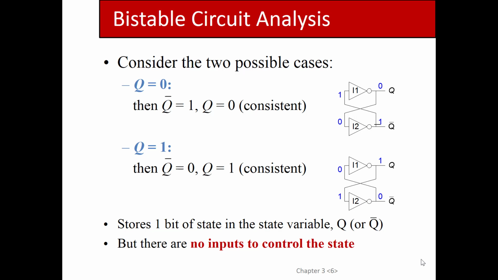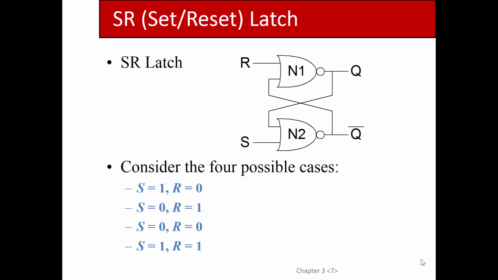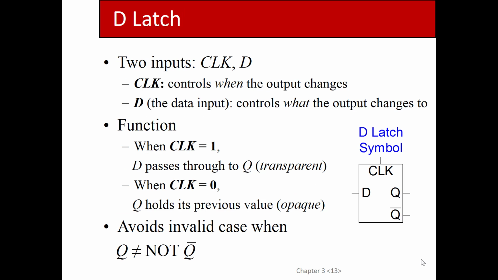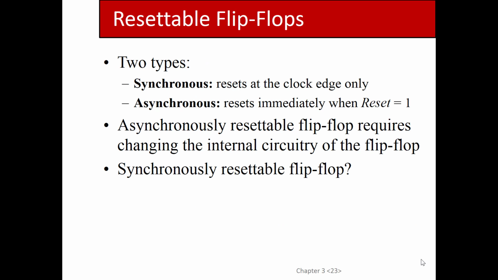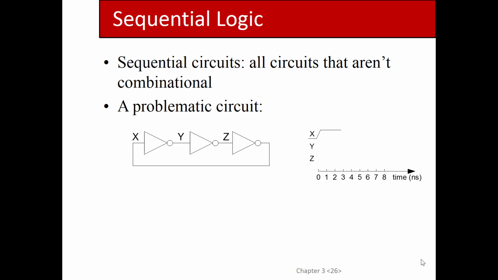So we started out by talking about bistable circuits. These are gates that are cross-coupled, combinational circuits that have cycles in them that form these bistable circuits. You have to be careful because it's not as simple as just taking some gates and cross-coupling them and having it form a memory element or a bistable circuit. It doesn't always work out that way.